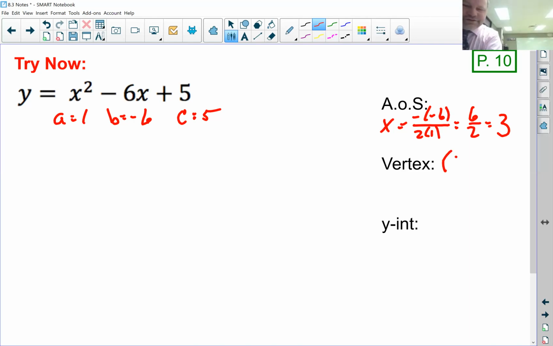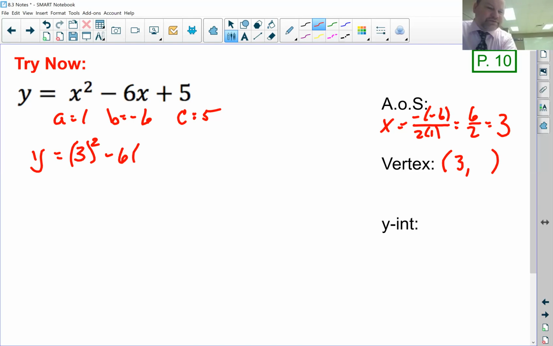So our vertex has 3 for an x coordinate. I'm going to plug in over here to get the y coordinate. So we get 3 squared minus 6 times 3 plus 5. Be careful with the parentheses and the squaring. If you have a negative value, it should be in parentheses. If you have a negative in front of the x squared, that would not go in the parentheses. And again, we'll take a look at some examples as we work through some more problems.